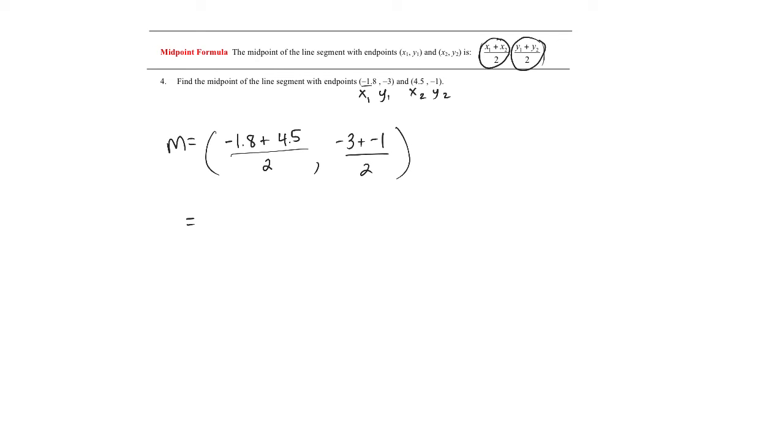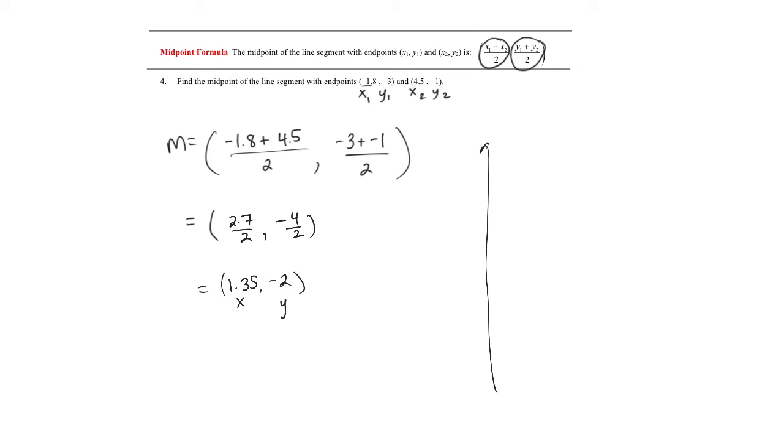So now negative 1.8 plus 4.5 is 2.7, and negative 3 plus a negative 1 is negative 4. And then when we divide 2.7 by 2, we get 1.35, and negative 4 divided by 2 is negative 2. So our x value is 1.35, and our y value is negative 2.